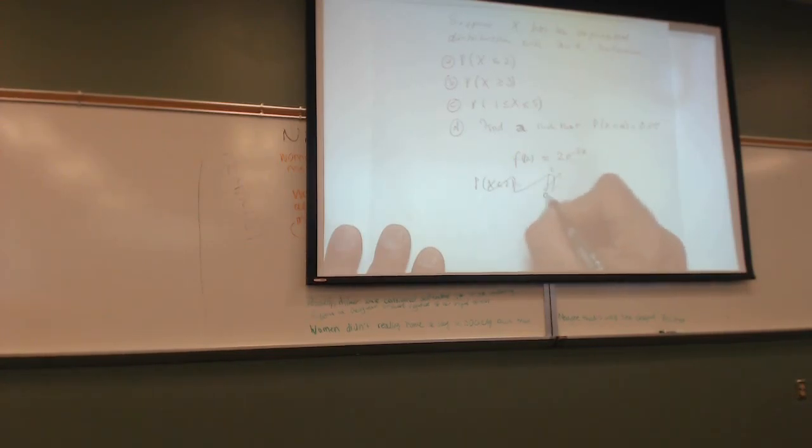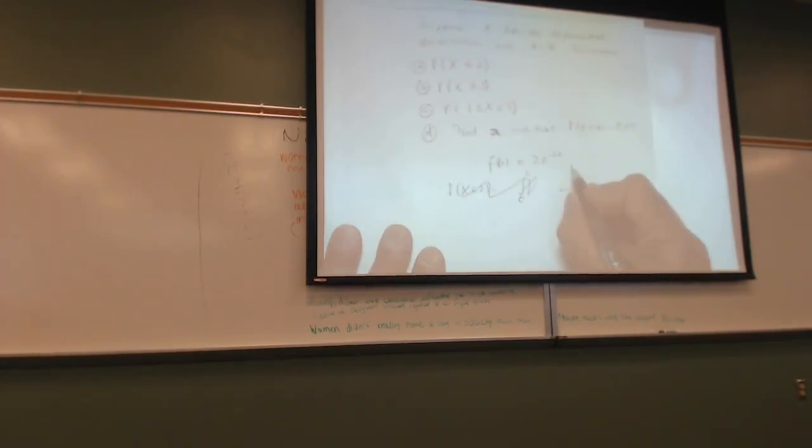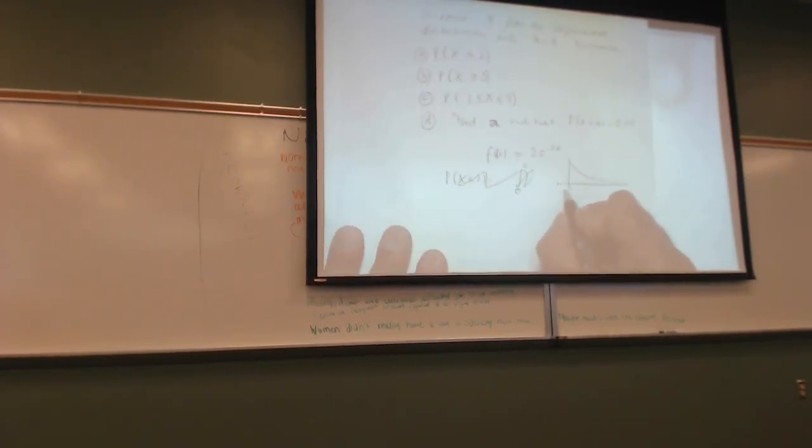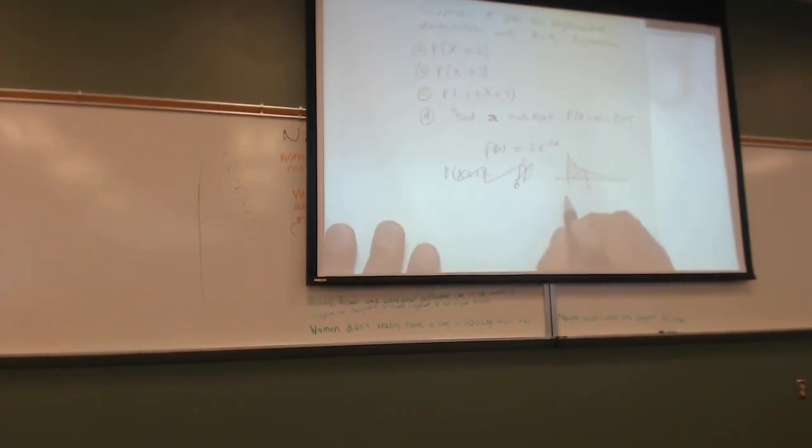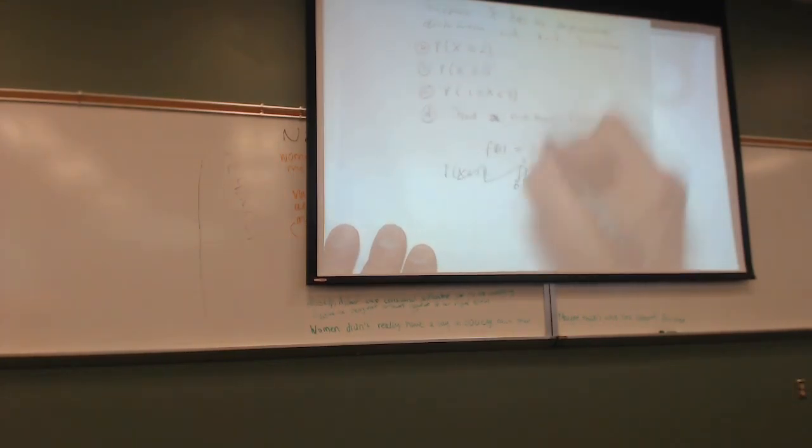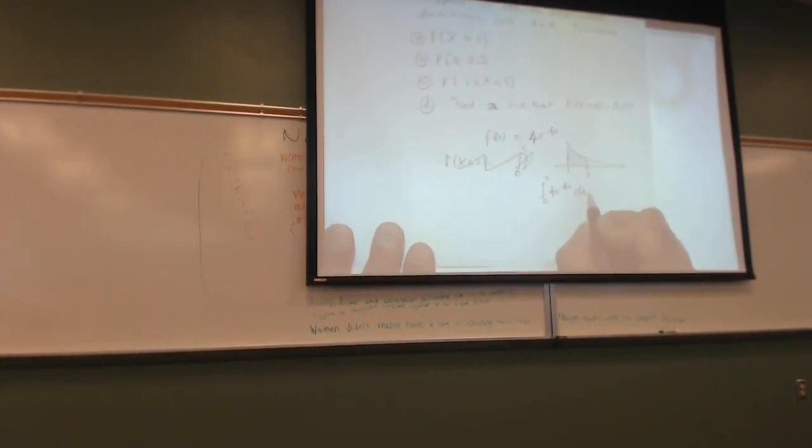Because see, this function is, of course, something that looks like this. So now if I want the probability of being less than 2, it means I'm interested in this area. So I'm interested in 0 to 2, 2 e to the minus 2x, not 2, 4, lambda is 4, or e to the minus 4x.